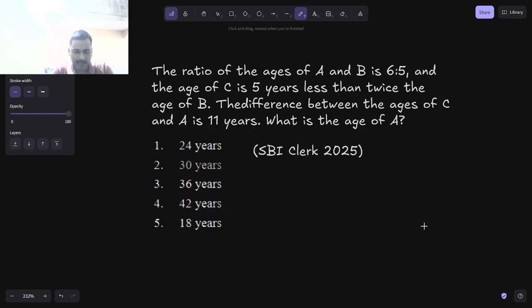Hello everyone, let's solve a problem from age. Ratio of age of A and B is 6:5. Okay, so this is A, this is B, their ratio is 6:5. This is the present age.